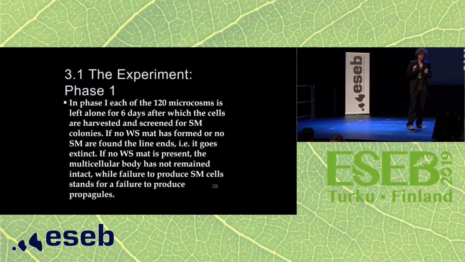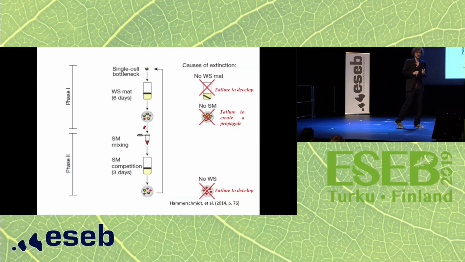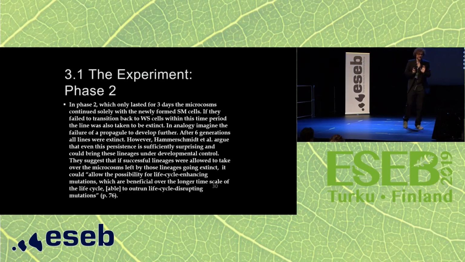If no Wrinkly Spreader mat is present, the multicellular body has not remained intact, while failure to produce SM cells stands for a failure to produce propagules. So we have something analogous almost to a sort of group-level individual happening here. Now, in phase 2, which only lasted 3 days, these microcosms continued solely with the newly formed SM cells. If they failed to transition back to Wrinkly Spreader cells within this time period, the line was also taken to be extinct.